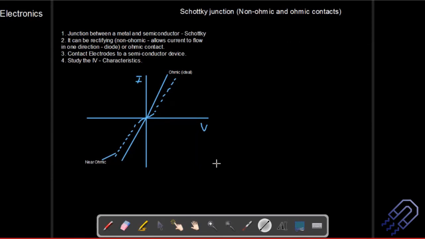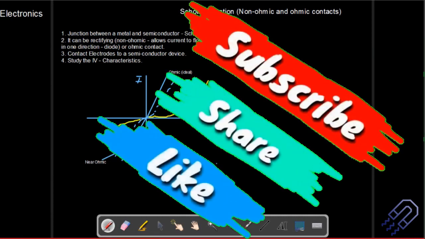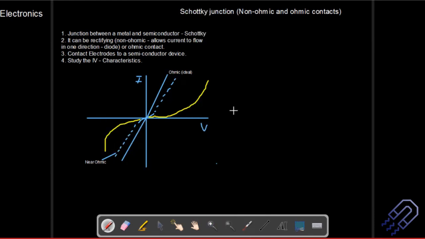Let's look into some diode properties and how a normal semiconductor diode behaves. If we want to draw the IV characteristics for a normal semiconductor diode, I think you already know it. You can draw it better in your copy. This is basically a normal semiconductor type.